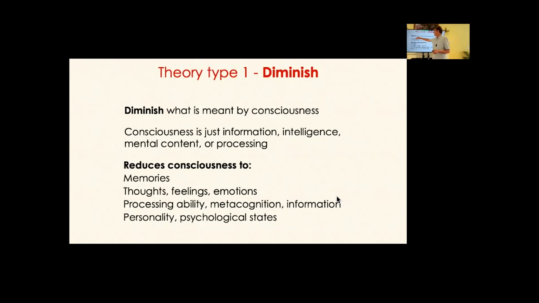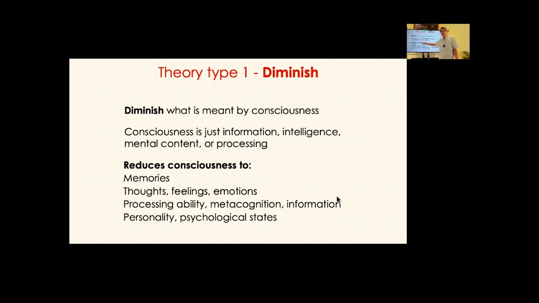The first one, they diminish what is meant by consciousness. Now, that means they say consciousness is just information, intelligence, mental content. It's just the experience, or it's the processing of that experience. Now, all those things are included within our experience of consciousness, but it's not consciousness per se. So this reduces consciousness to things like memories or just thoughts, feelings and emotions and experiences, processing ability, metacognition, information, or it says it's just personality traits and psychological states. Now, all absolutely connected with what we experience, but not the experiencer.